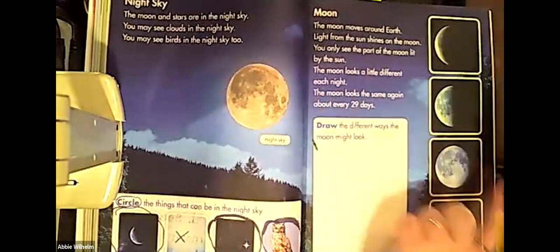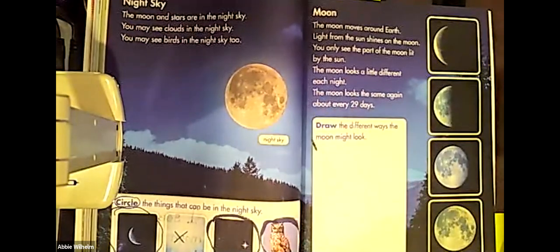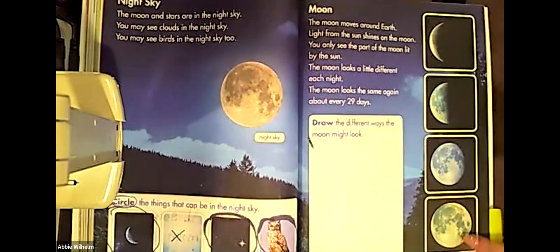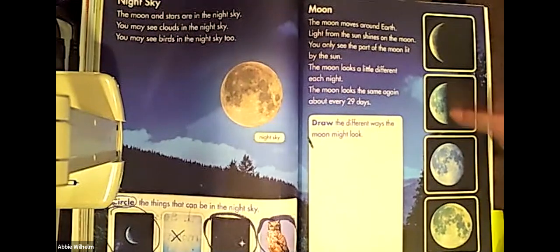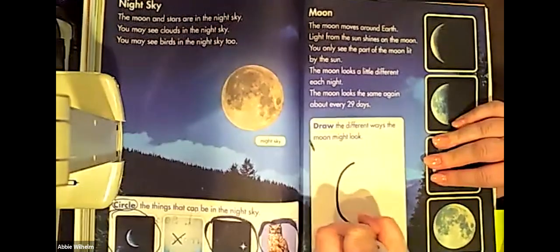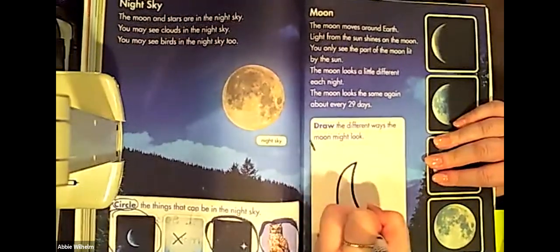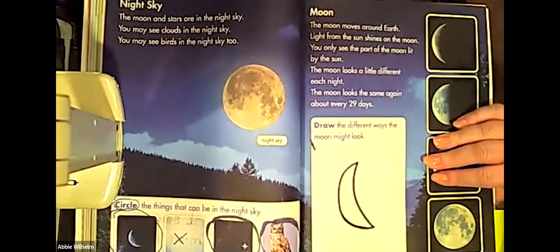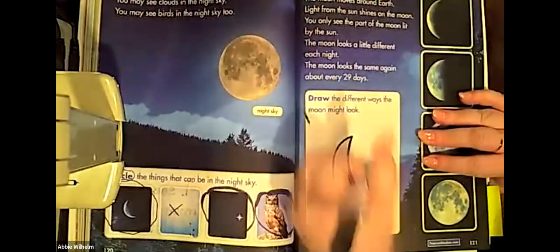So draw the different ways the moon might look. So I'm going to use my marker. And I know that sometimes the moon looks very full. I know sometimes it looks like it's just almost full. Sometimes it looks about half and sometimes it looks like a crescent. When I think of the moon, I think about one that looks kind of like this. But I know it could be a bunch of different shapes, right? Kind of a crescent shape.